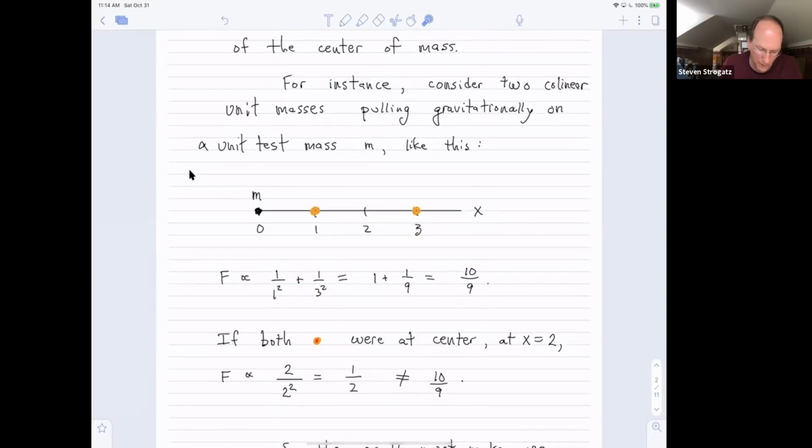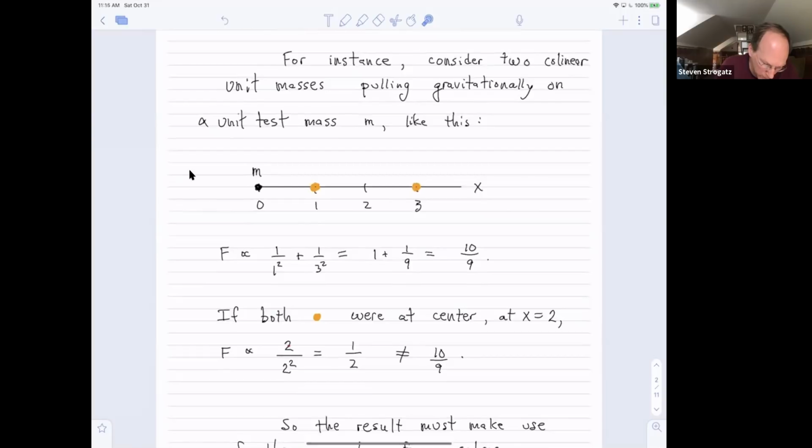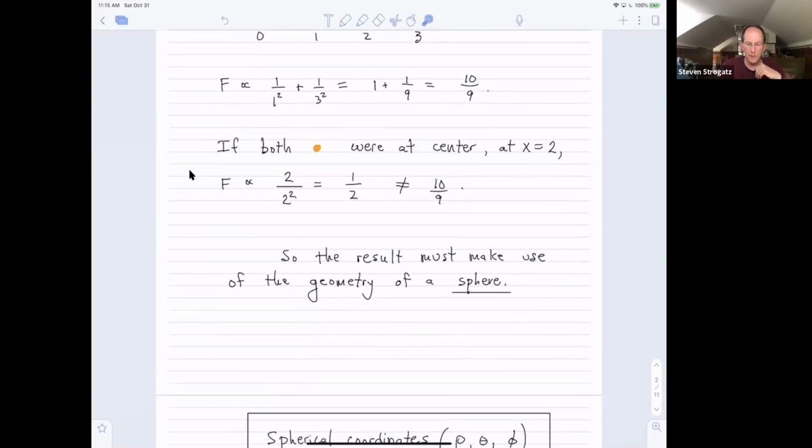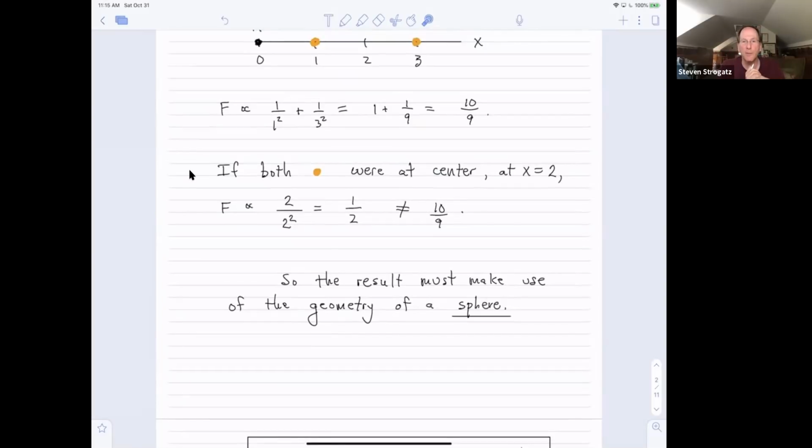Whereas if we concentrated both of these particles at the center, and now we have double the mass there, they would exert a net force of 2 over the distance squared, which is now 2 squared. So 2 over 4, that's a half. And that is definitely not the same as 10/9, right? It doesn't work. Concentrating the mass at the center doesn't give you the same result. Which case is larger, which gives the stronger pull? This case gives the stronger pull, and that's because this one is so close. This really dominates. So the point being that it's not just a simple property of taking the center. Somehow, this statement of Newton's must depend on the geometry of a sphere. That's got to come into it in some way. It doesn't work for collinear points.